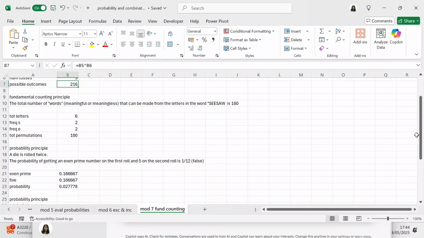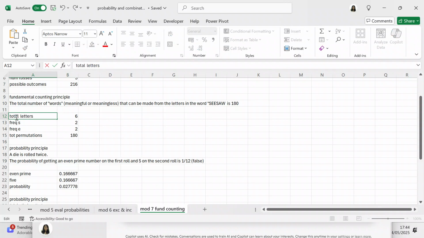The next question we have is a fundamental counting principle question. The total number of words, meaningful or meaningless, that can be made from the letters in the word seesaw is 180. And that's a true statement. So we'll show you how you calculate that. The first thing we have is total letters is 6. The frequency of S, because you have 2 S's, is 2.